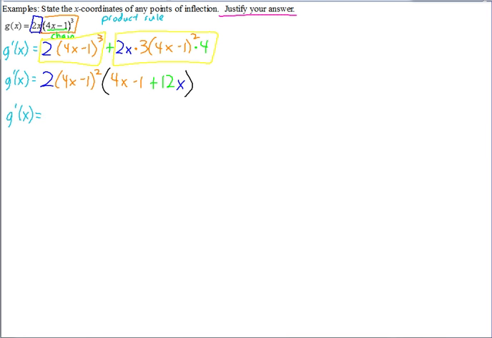So we've got 2 times 4x minus 1 squared. And if we simplify this one, 4x plus 12x is 16x minus 1. So that's our first derivative. Now let's take the second derivative. Again, you can see we're going to need to use the product rule.